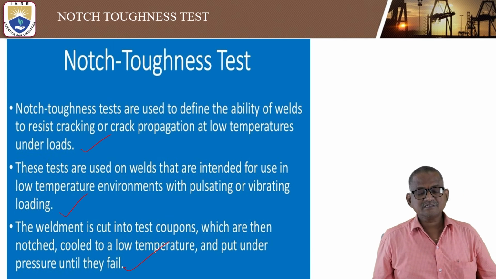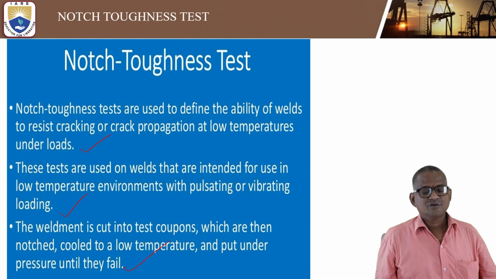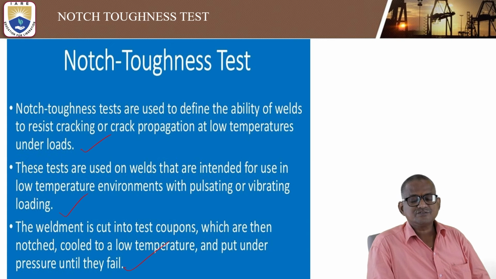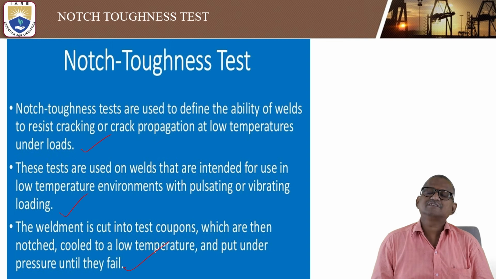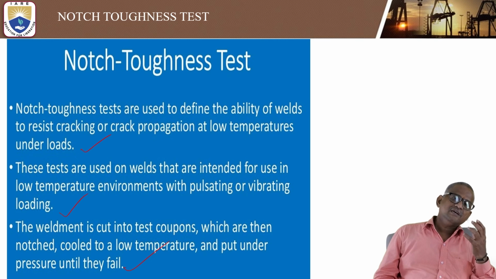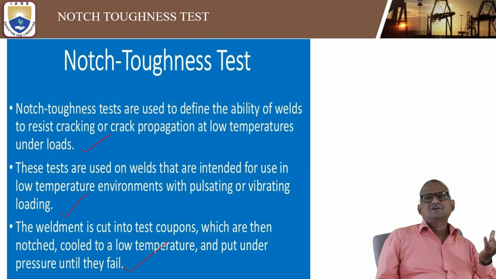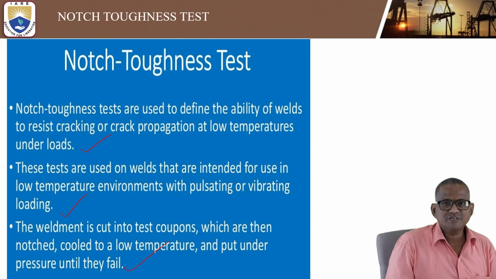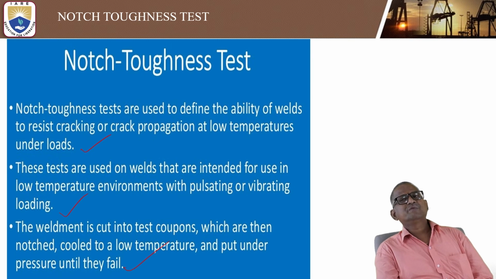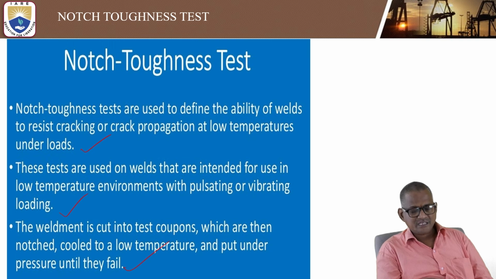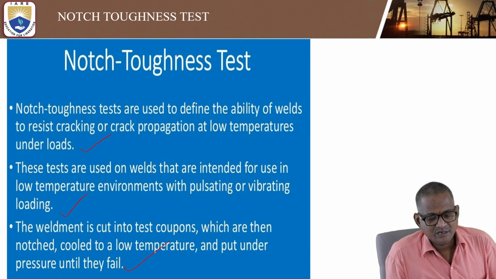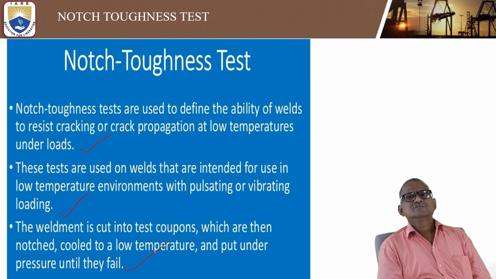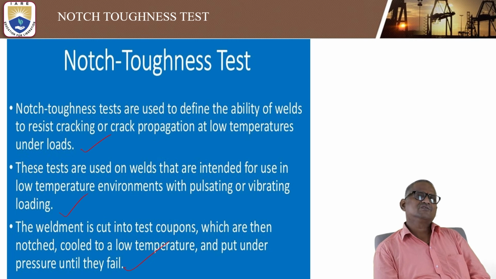So in this notch toughness test also, these are used to define the ability of the welds. These are the welds which are intended to be used for low temperature and high temperature environments. So low temperature environments with pulsating or vibrating loading. Okay, suddenly there is not any vibrating loading on that.